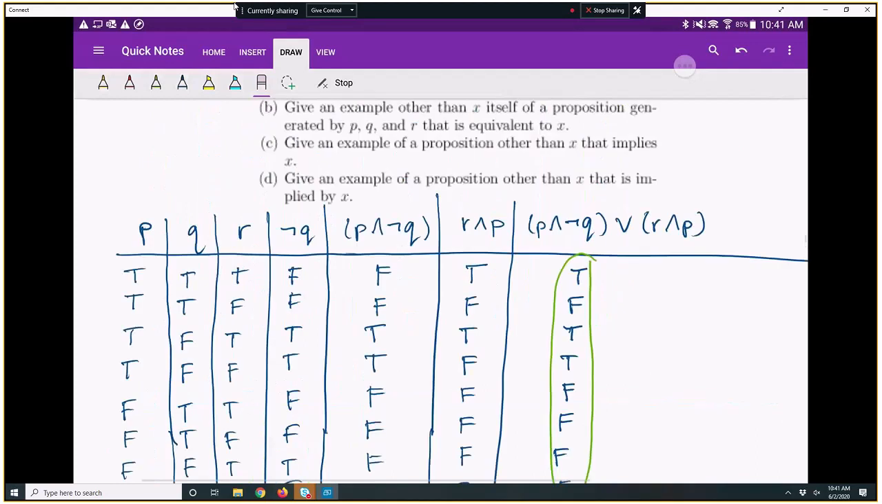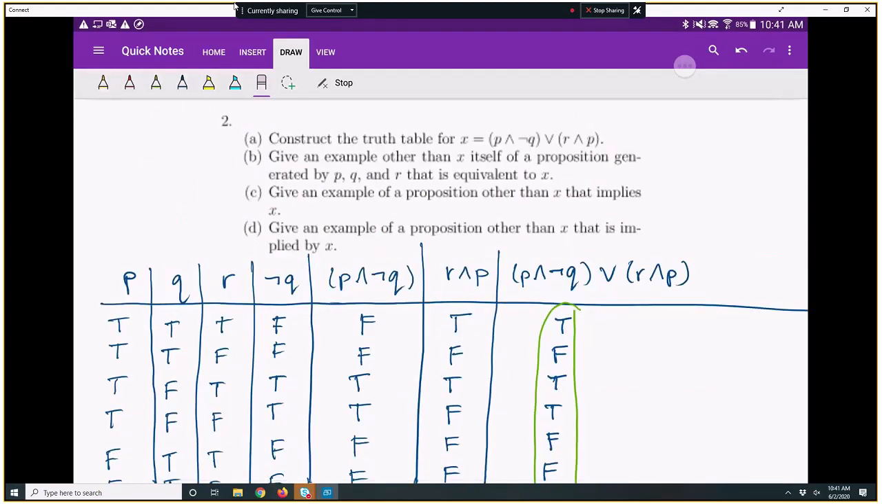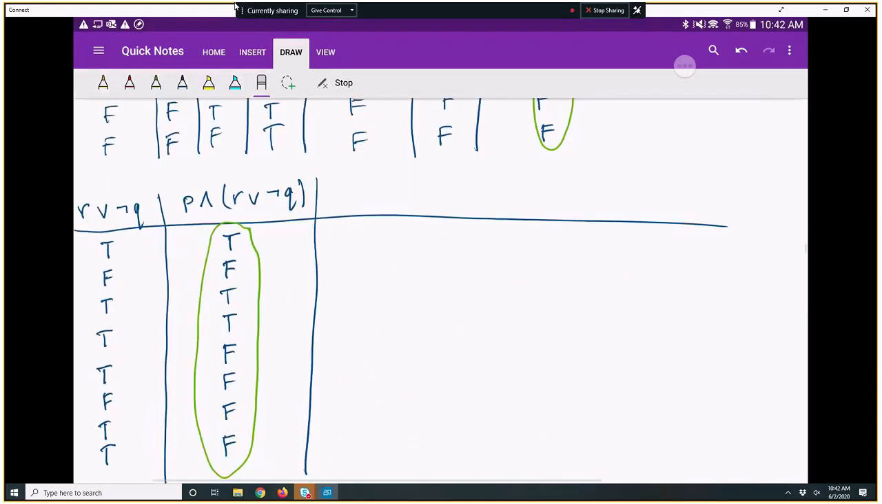So that's part B. Then part C, give an example of a proposition other than X that implies X. Give an example of a proposition other than X that is implied by X. I'm going to actually save these exercises and we're going to come back to them after we do one of the future exercises.